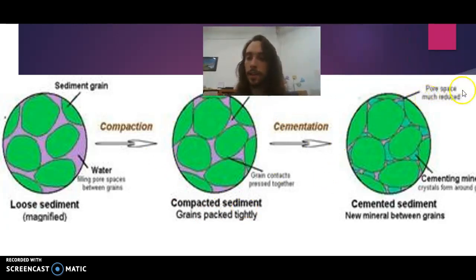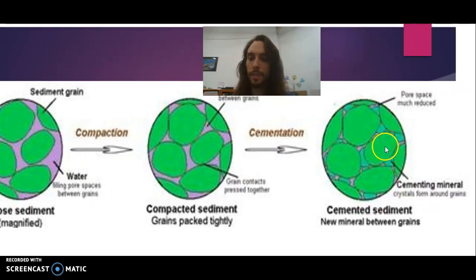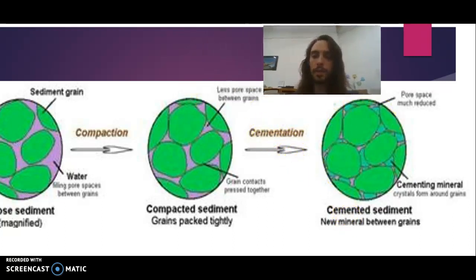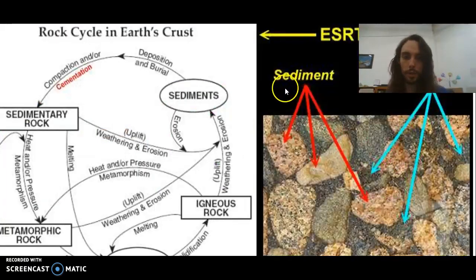Cementation. So the pore space that we had here that was filled with water, and that gradually got smaller and smaller through compaction, is pretty much gone. What we have then are these cementing minerals, and those are going to be crystals around those little grains. Usually it's going to be something like quartz, feldspar, calcite, something like that. And then you just get a whole new rock, basically. So that's pretty cool.